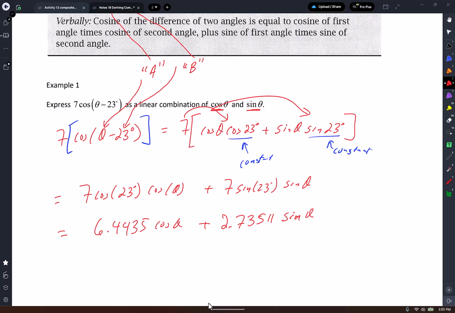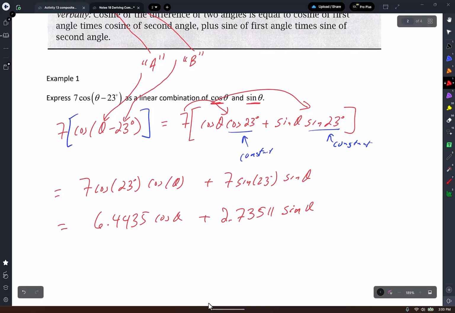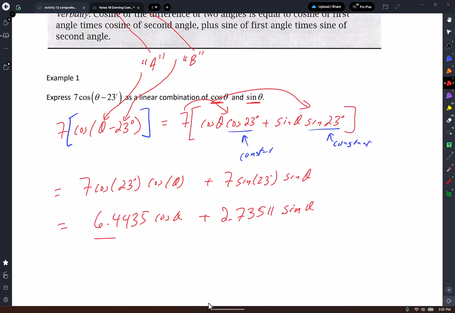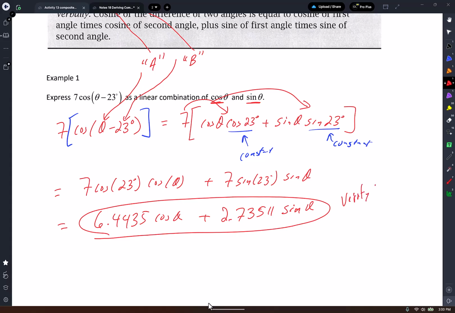There it is. And supposedly, this and these two should be equivalent. So let's see if they are. How do you check? So I'm going to put verify or check.